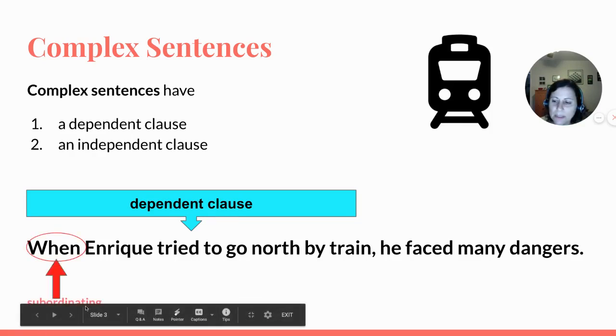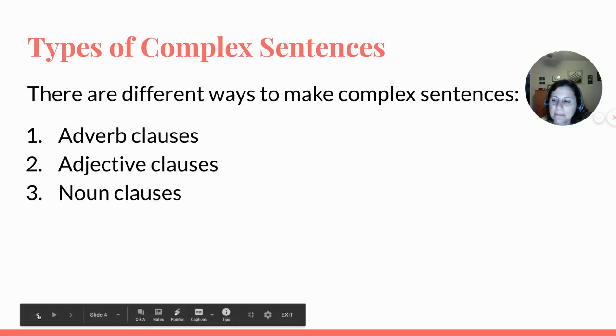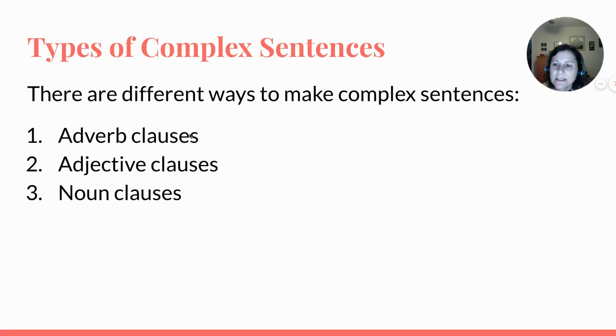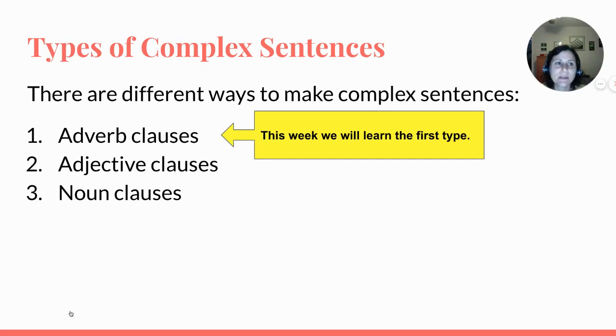And we have a subordinating conjunction. And then we have an independent clause. He faced many dangers. This is a complete sentence that can stand on its own. And it's followed by the comma. There are different types of complex sentences. There are adverb clauses, adjective clauses, and noun clauses. This week we're going to be focusing on the first type, which are adverb clauses. And those are the examples I showed you previously with when.